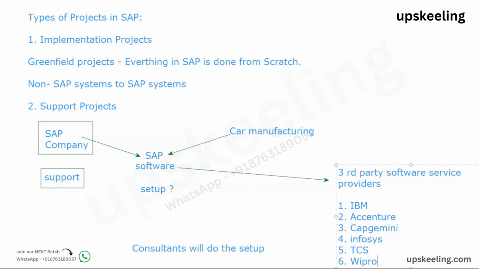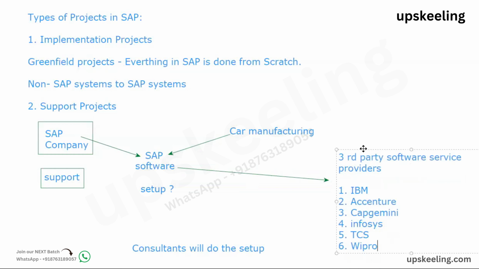So these are all world-renowned software service providers. There are many more software service providers, big and small. You will see some thousands and lakhs of companies across the world who are providing software services. Now, as a car manufacturing company, if I take the direct support from SAP, it is costly. It is a costlier option. So what will I do? Instead of that, I will choose my vendor from one among these.